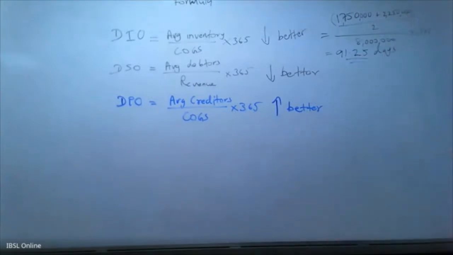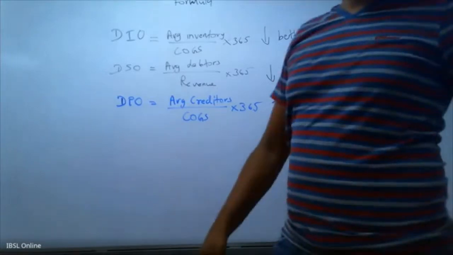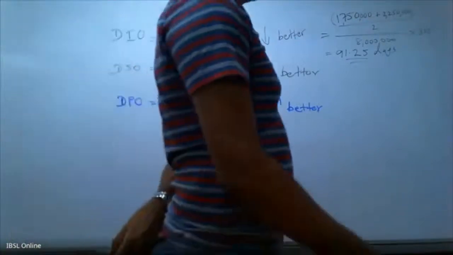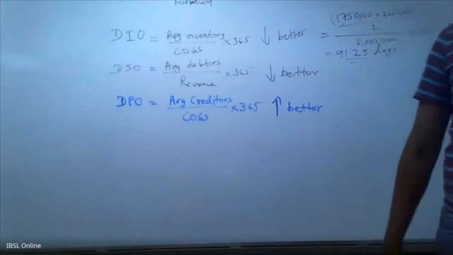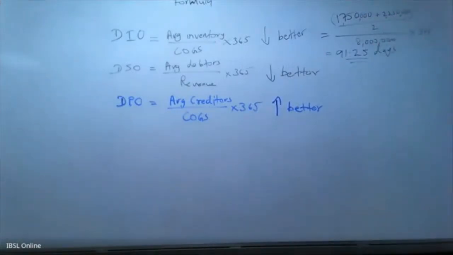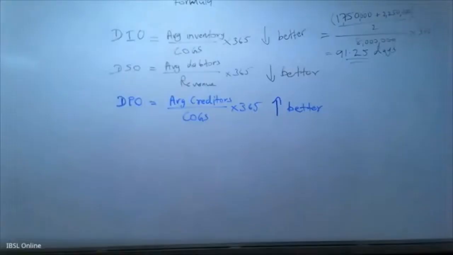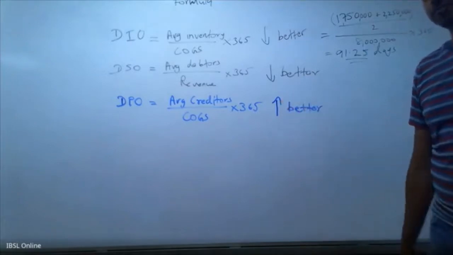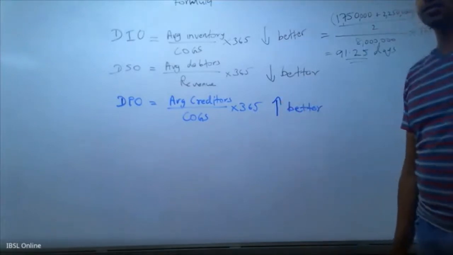Now, what does it mean? What does 91.25 mean? You got a beautiful answer of 91.25, but what does it mean? Inventories have not been sold. Yes, it means from the time you purchase your raw material or your stock, you hold on to it for 91 days. It's 91 days the inventory is with you. You're holding on to 91 days of inventory.